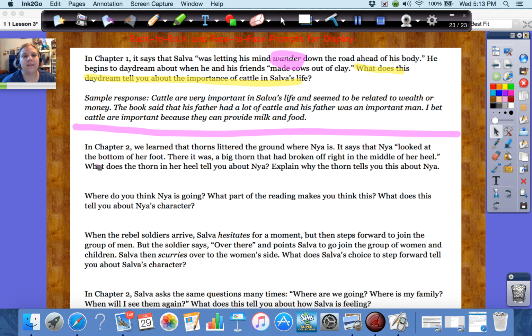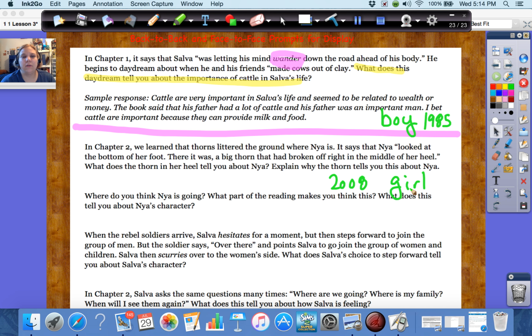Okay, here's the second one about chapter 2. In chapter 2, we learn that thorns littered the ground where Naya is. Okay, so remember, Naya is the girl from this section 1. I'm going to put this here just to kind of clarify. Okay, this is the boy. This is the girl. Okay, and she is in 2008. And he is in what, 1985? Okay, so they're in 2 different times there.